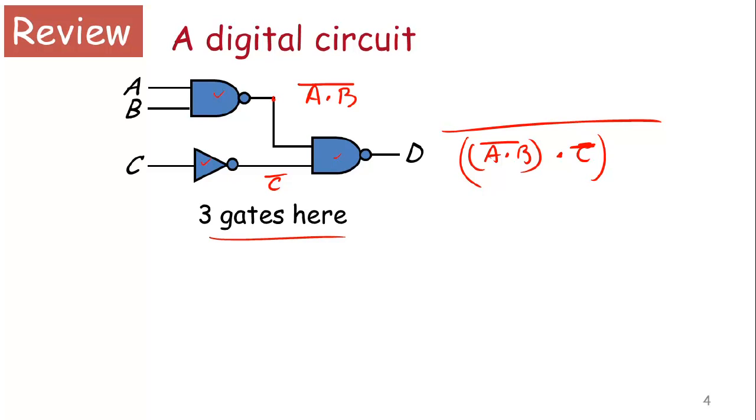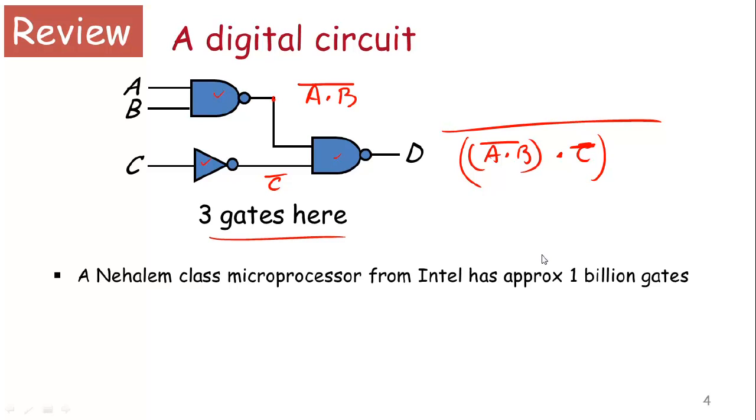So a lot of digital design is done with gates, or higher abstractions that are even more abstract than gates. So if you look at a microprocessor such as a Nehalem class chip from Intel, that, believe it or not, has on the order of 1 billion gates. Okay, a lot of gates in today's design. So it's close to 1 billion gates.